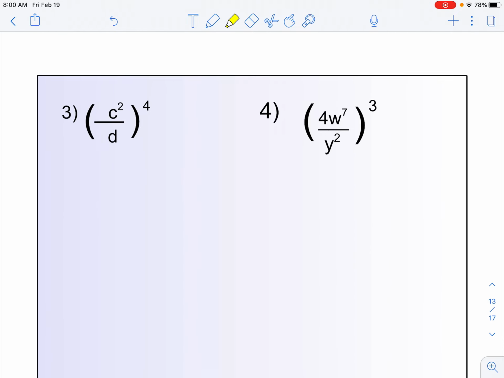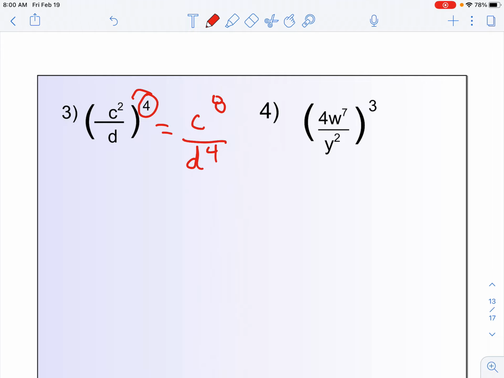Okay, your turn to try this next one with variables. So pause the video again, see if you can get the correct answers here. So what you should have for this problem is c to the 8th power over d to the 4th.